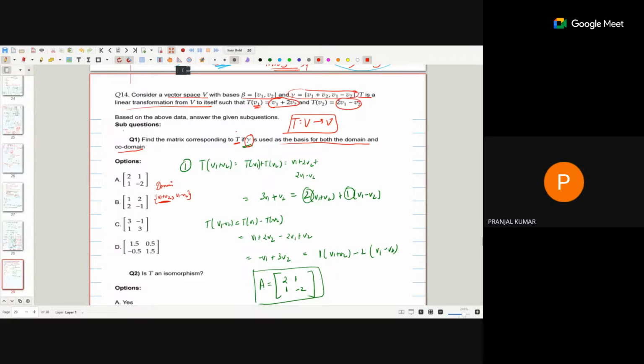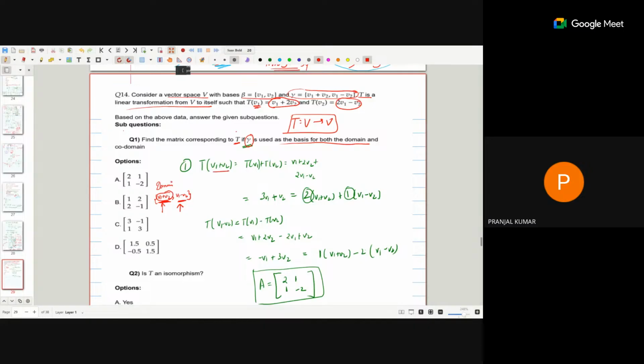We find the image of this and we find the image of this. Now, they have not given us the specific linear transformation like this. How can we find it? But they have given you T of V1 and T of V2. So we will utilize those. We need to find the output of this whole vector.